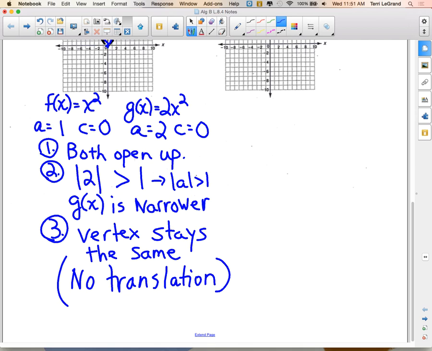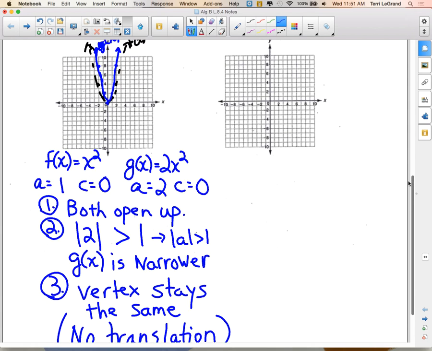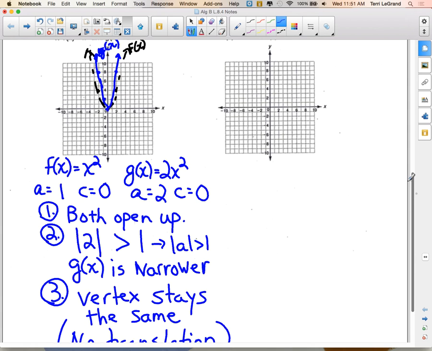When I made them do something else in notes last year that I'm not going to make us do. So we're going to stop with that on this one. Now let's see if the graphs support it. We say they both open up, yes? Okay, we say that g of x, the one that's solid, is skinnier, is it? Okay, we say that the vertex stays in the same place, did it? Okay, then we're good.